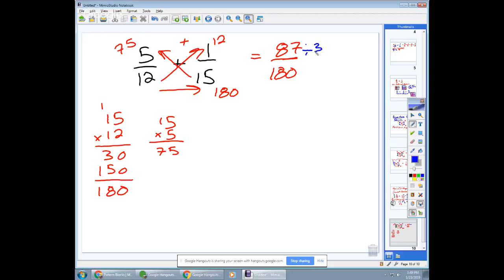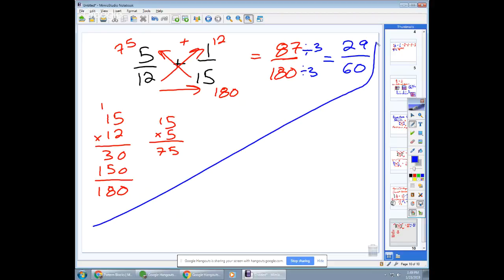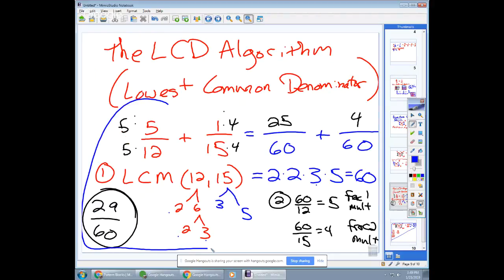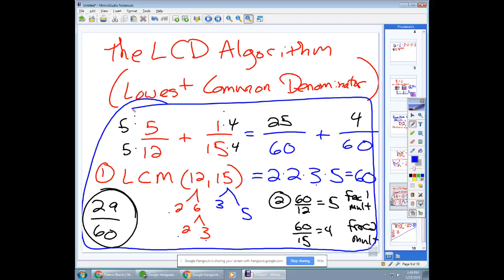So we can divide by 3, divide by 3. Let's see, 3 goes into 8 twice with 2 left over. 3 goes into 27 9 times. 3 goes into 18 6, and then 0. Oh, there it is, 29 over 60. All right, so we've got this bit of work up here to compute the sum, and then we've got this bit of work over here to complete the sum. They're both a lot of work.